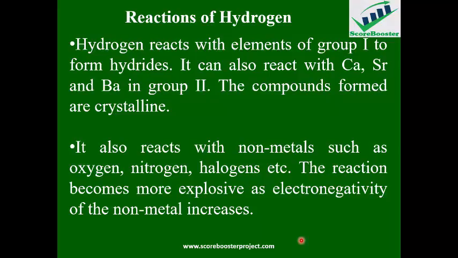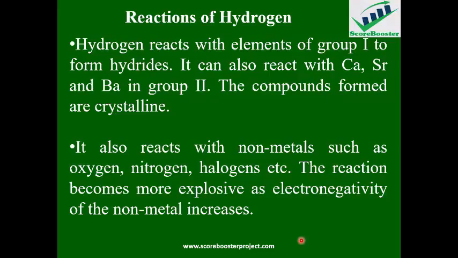Because the group 2 elements are not that reactive, there are only 3 of them that can react directly with hydrogen, like calcium, strontium, and barium. So when they react, they form hydrides of these metals. The compounds that are formed are crystalline in nature, that is, crystalline compounds, where you have a regular repeating pattern in the substance.